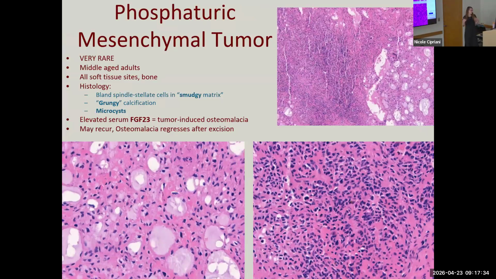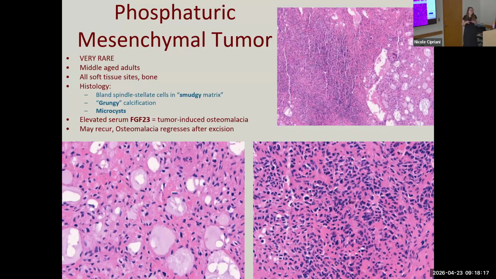Phosphaturic mesenchymal tumor. What do these patients present with? Basically rickets. What does that mean? That means phosphate problems, right? So hyperphosphaturia, hypophosphatemia. Hyperphosphatemia, hypophosphaturia. Yeah? Low urine. High blood, low urine, because of FGF23 that's being secreted by the tumor. Once you remove the tumor, the bony problems regress.